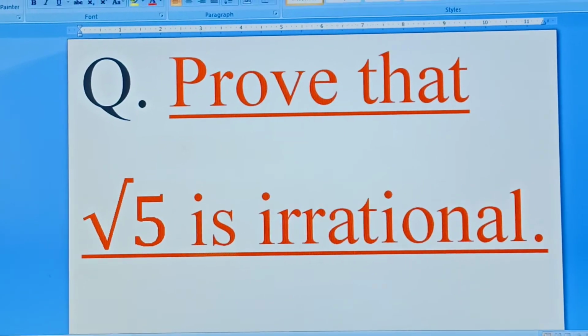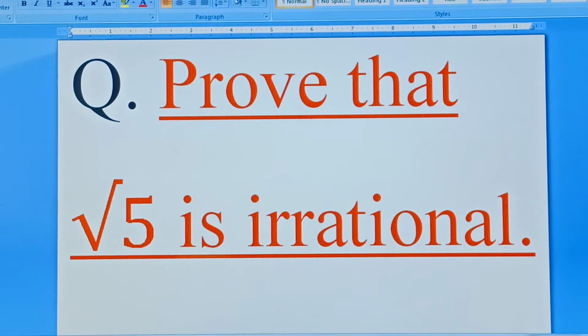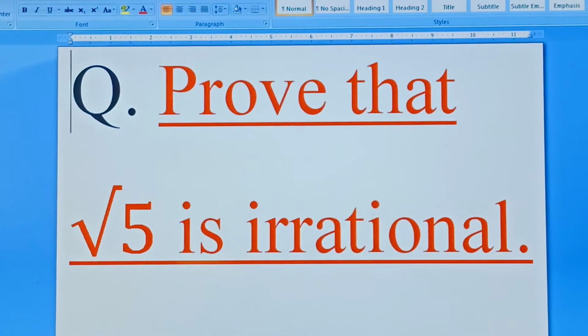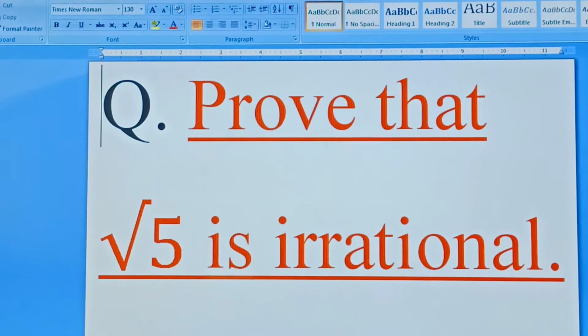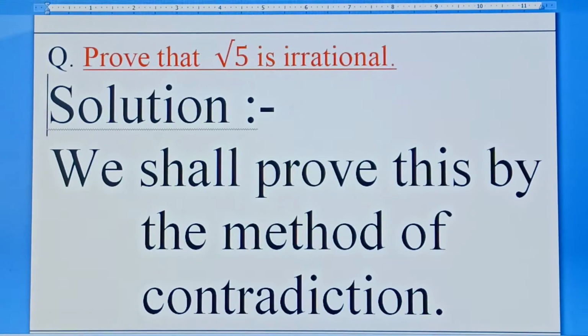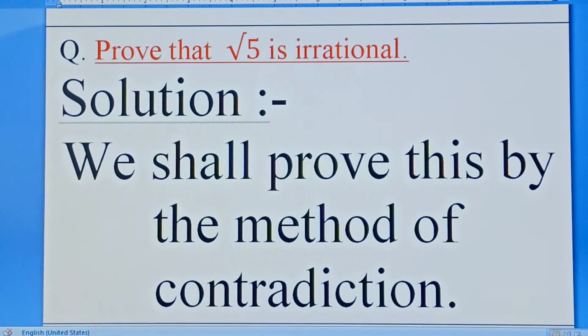Today we are going to prove that under root 5 is irrational. Question is, prove that under root 5 is irrational. Please write in your notebook word by word. Prove that under root 5 is irrational.